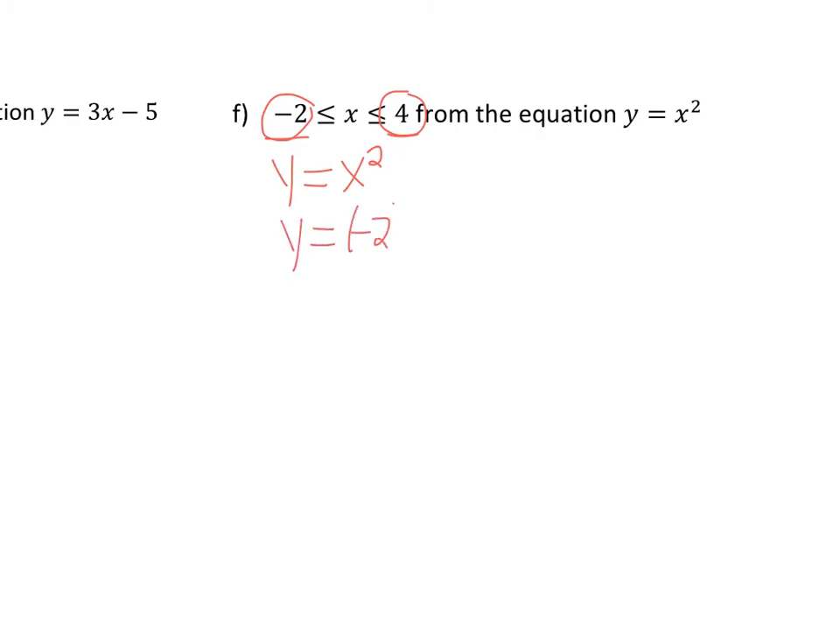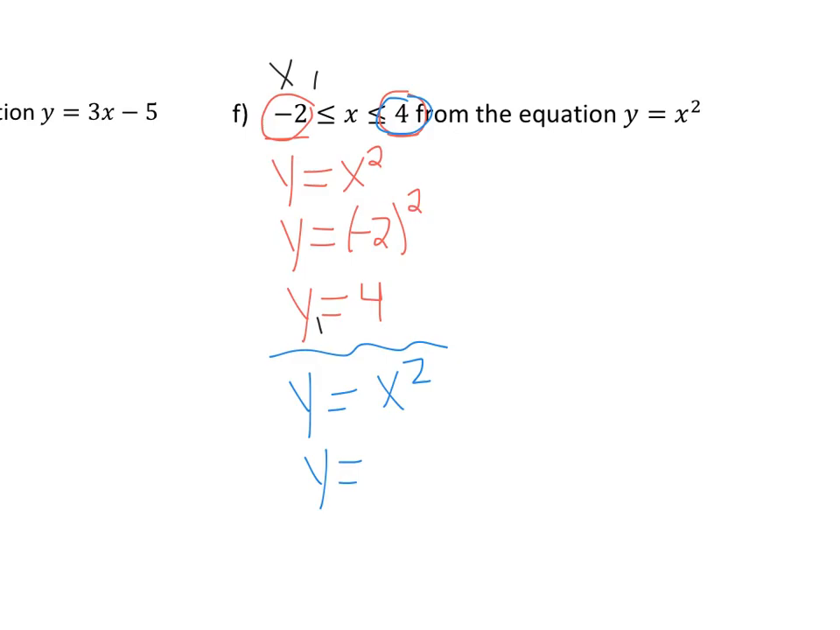Y equals negative 2 squared. Notice how the negative 2 is in parentheses. Y equals, well, negative 2 times negative 2 is positive 4. We'll label this our x1 and our y1. Now let's plug in negative 4, or I'm sorry, positive 4. So y equals x squared. Plug in positive 4. It's a good habit to automatically put them in parentheses so you don't forget them later. 4 times 4 is 16. So we're going to label this x2 and this y2.